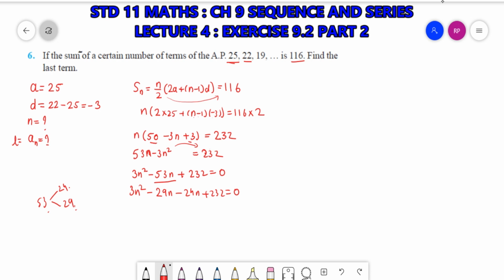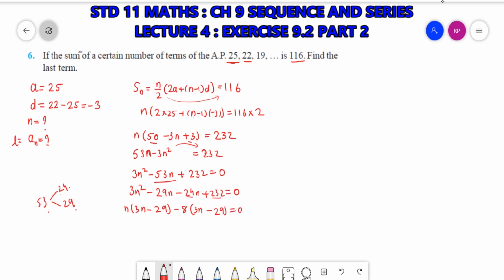Okay, so let's take n common here. It will be 3n minus 29. And from 24 and 232, I can take 8 common. So it will be 3n minus 8 into 29, it will be 232. That is equal to 0.